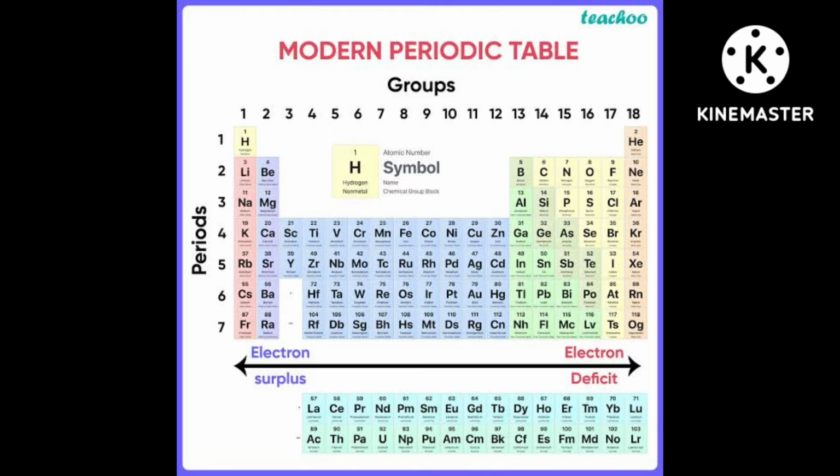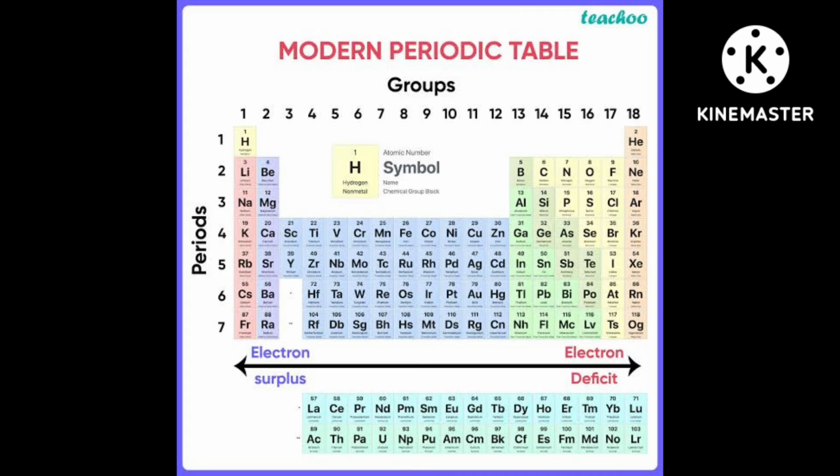Series and periods, what is the difference? The term series was used by Mendeleev in his periodic table, but in the modern periodic table it is called periods. You should understand this: Mendeleev used series, but in the modern periodic table it is called period. This is the difference. Now I am telling you further.